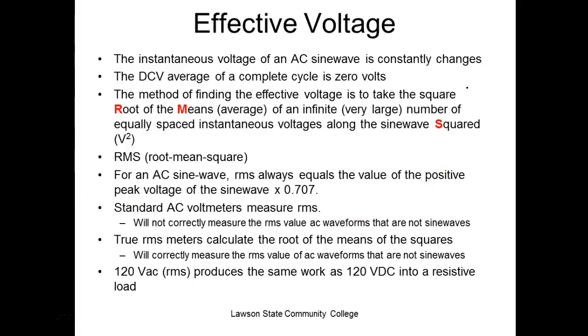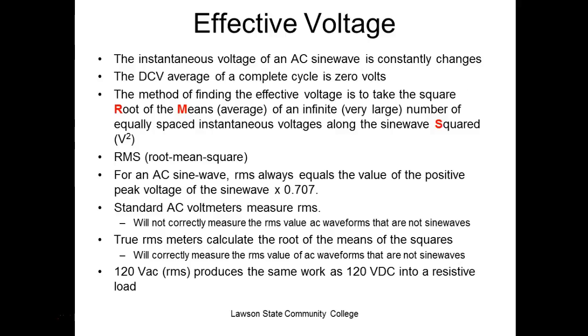Yeah. This is how we do it. This is the status voltage. I think this goes to 1245, right? 1245. The status voltage of an AC waveform is constantly changing. The DC voltage average of a complete cycle is 0 volts. This is very, very strange. So let's pause our lecture.